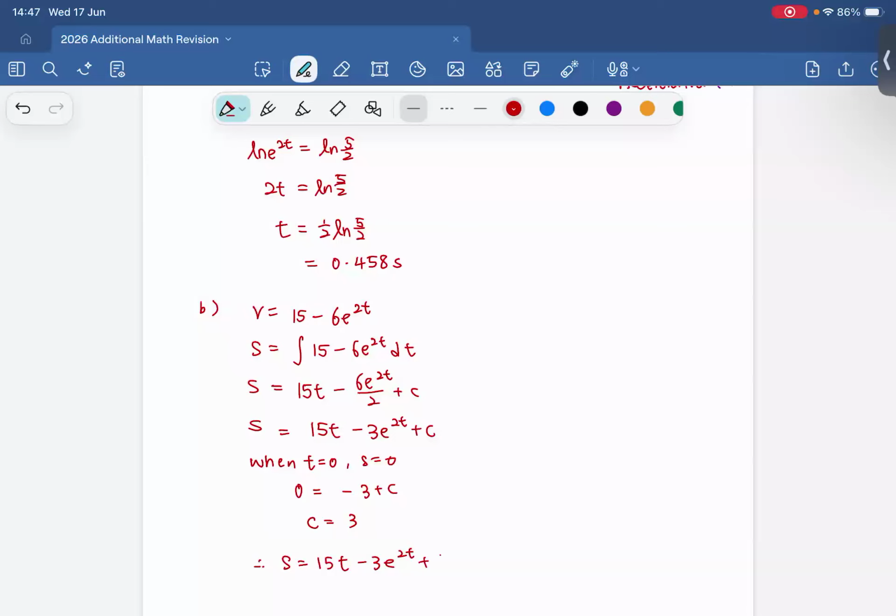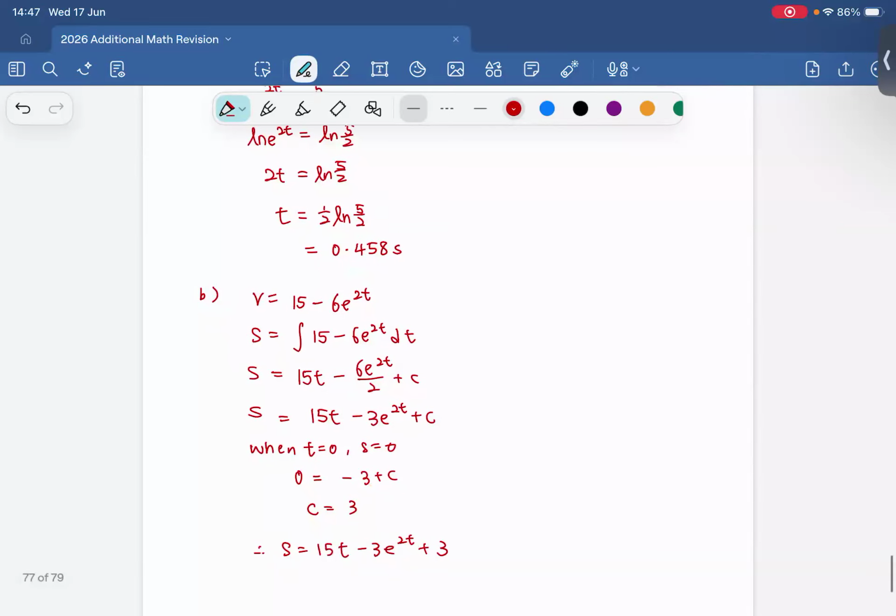displacement equation. This displacement tells you how far you are away from P. It is not the distance traveled. I say first. This s is how far you are from P, not the distance that you actually travel.